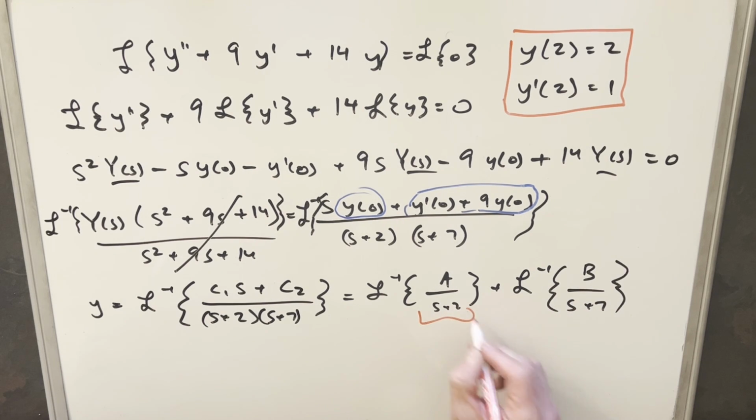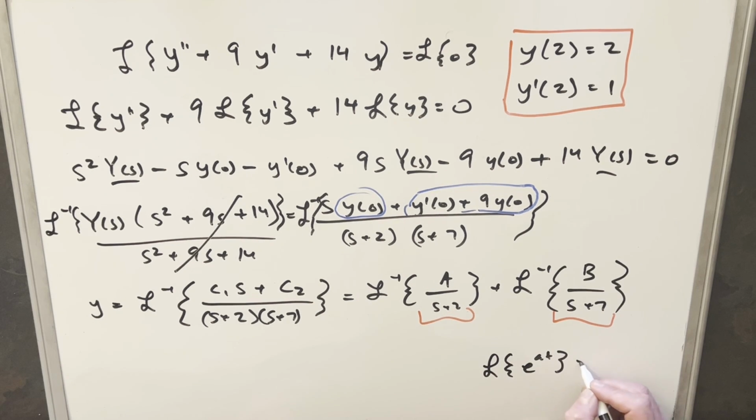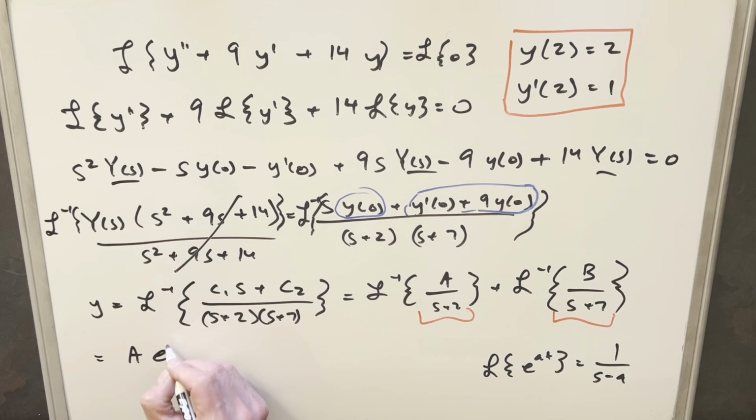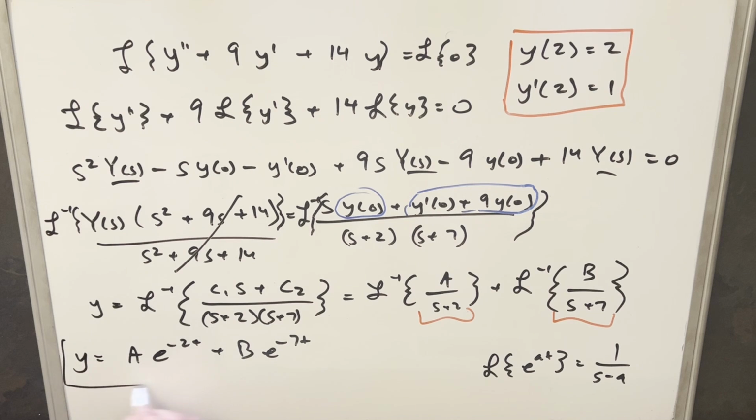But now we can use the same formula on each of these. We found this formula very early on. It's the Laplace of e^(at), and it's 1 over s minus a. So for this one, our a value is going to be -2, and here it's going to be -7. So writing this down, we're going to have a e^(-2t) plus b e^(-7t). And so this here will be our general solution for y.